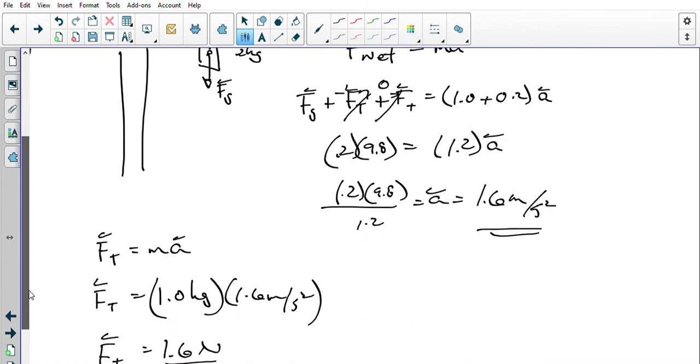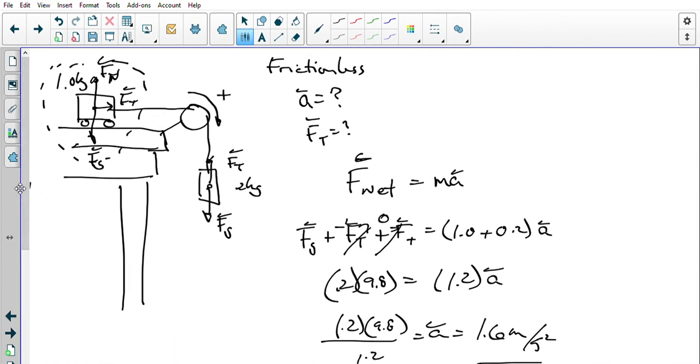All right. So this is a coupled system. Lay it out. Draw out all of the forces that are involved. Calculate the acceleration of the system. Calculate the tension.